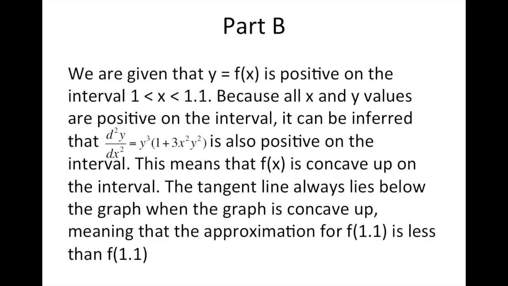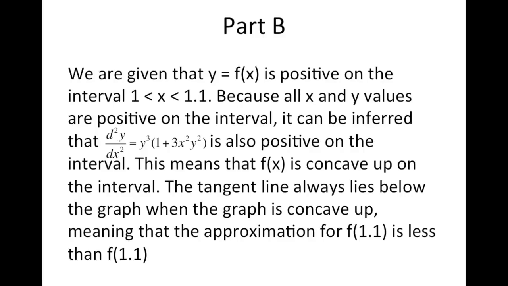We are given that y = f(x) is positive on the interval x larger than 1 and less than 1.1. And from this information we can infer that all x and y values are positive on the interval. And here we can see that the second derivative, or d^2y/dx^2, is equal to y^3(1 + 3x^2y^2). And because both x and y are always positive on the interval, we can infer that the second derivative is always positive on the interval, because the inside will always be positive because there's x squared and y squared, and y is always positive, so y cubed will always be positive.